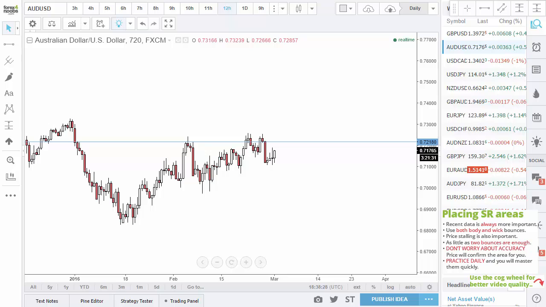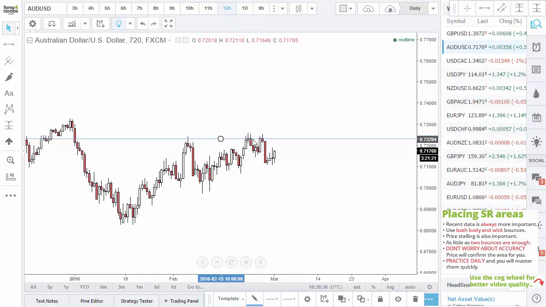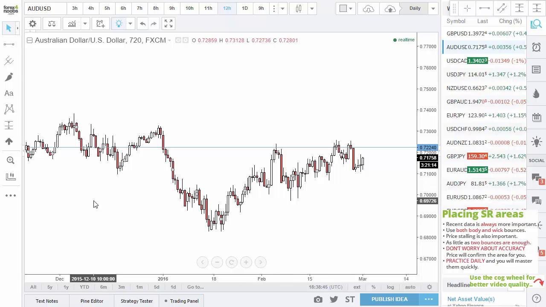Because keep in mind, remember, most recent data is most important. We got 3 recent bounces from around this area, so that's fine. I'm not going to worry about trying to place it right there or right there because the accuracy is not incredibly important. Just placing it here, that's the general support resistance area, roughly around about there.